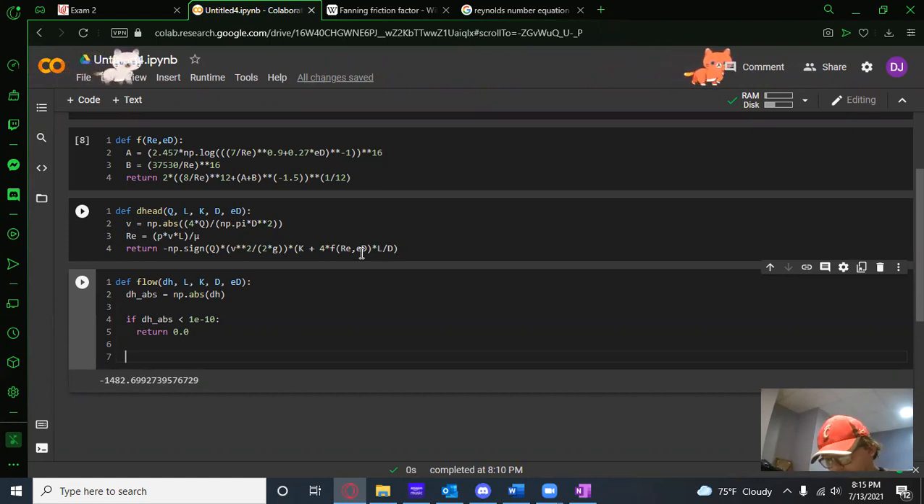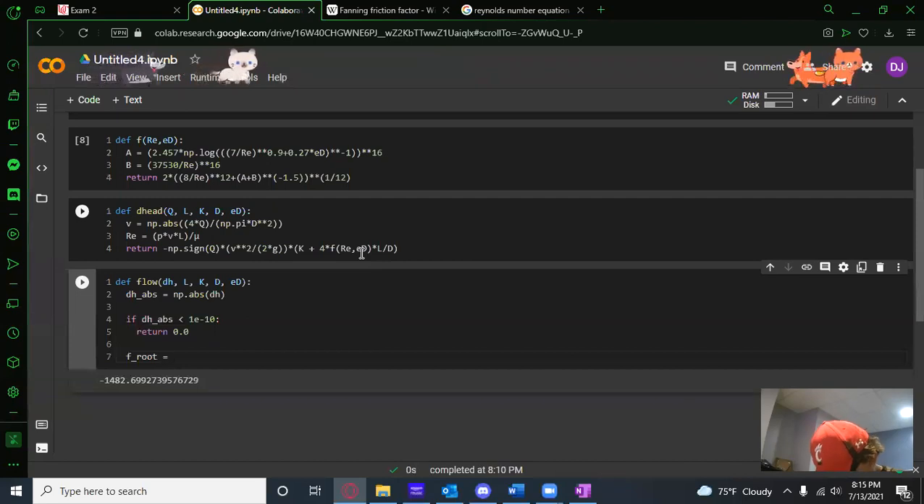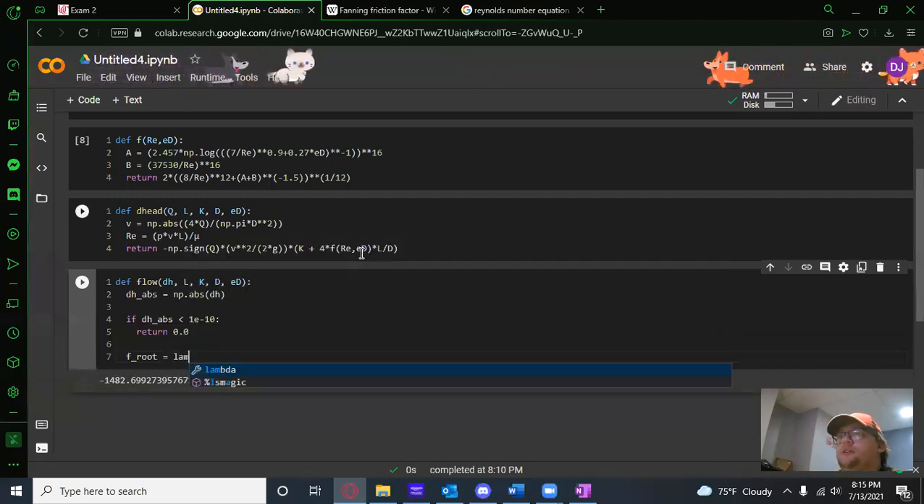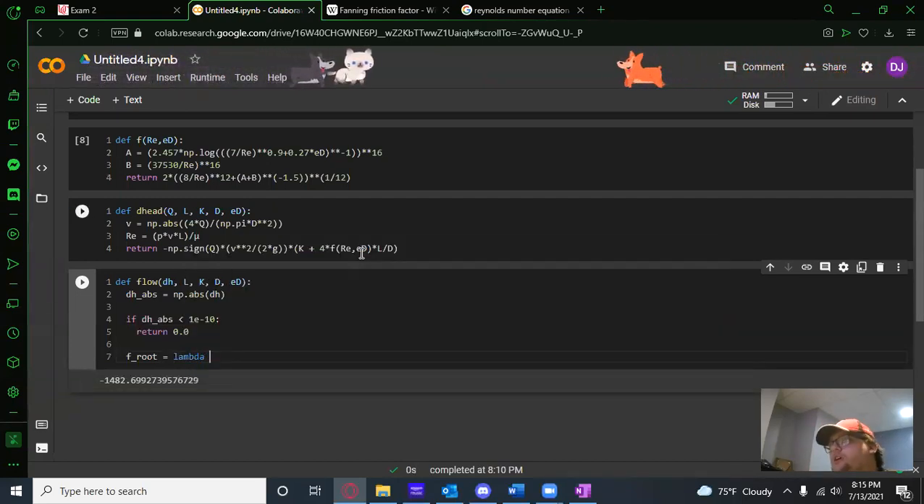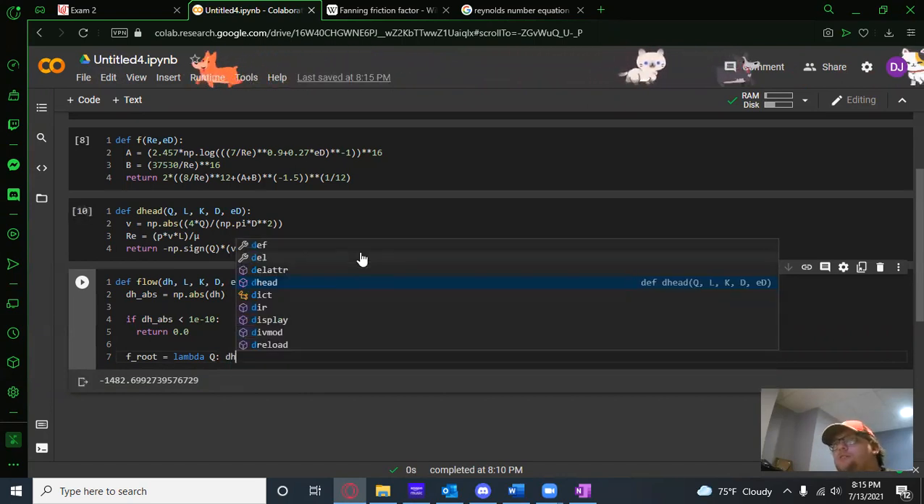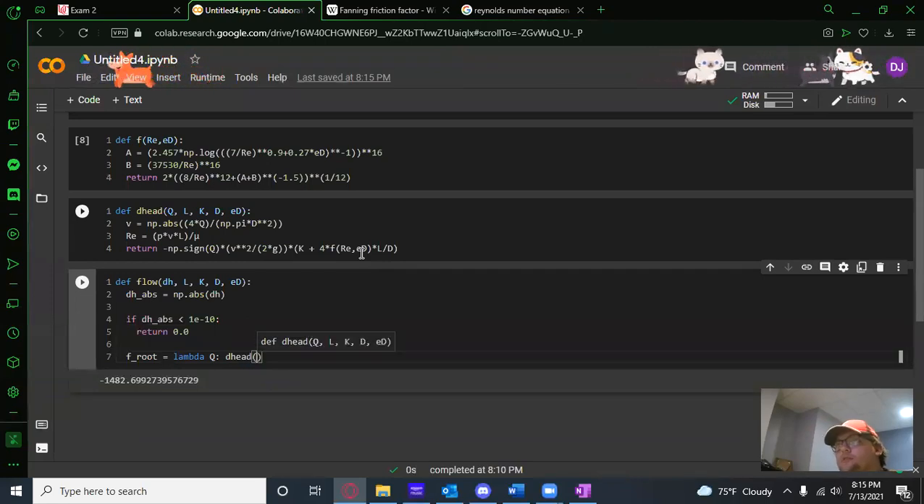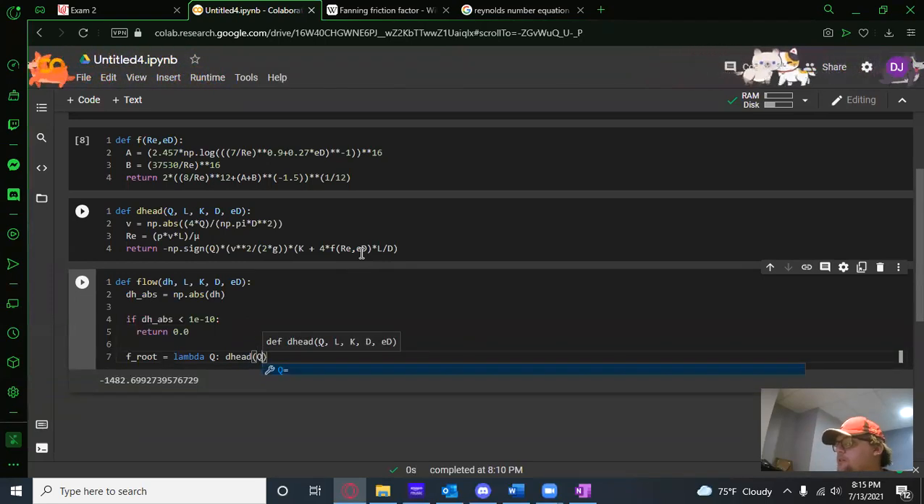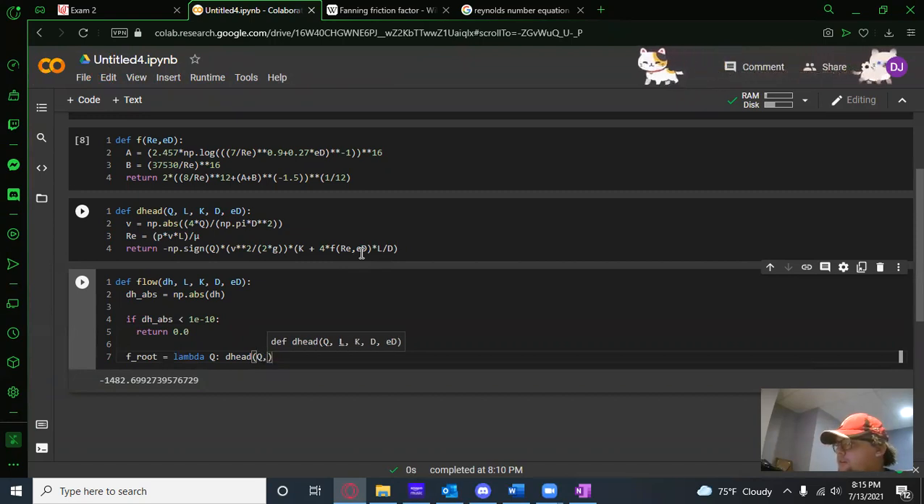So the function we're going to call f root, and we're going to declare it using anonymous functions. We're going to be plugging in our flow rate Q. So this is where we're going to be using our delta head function.